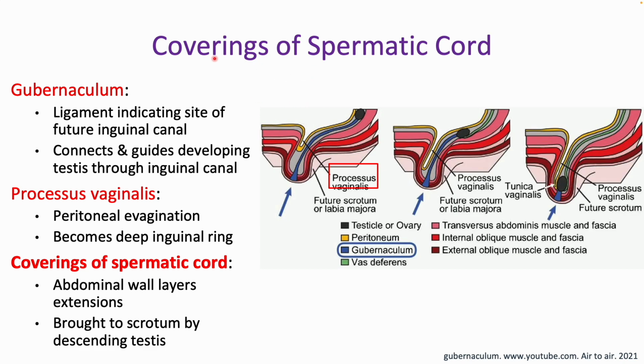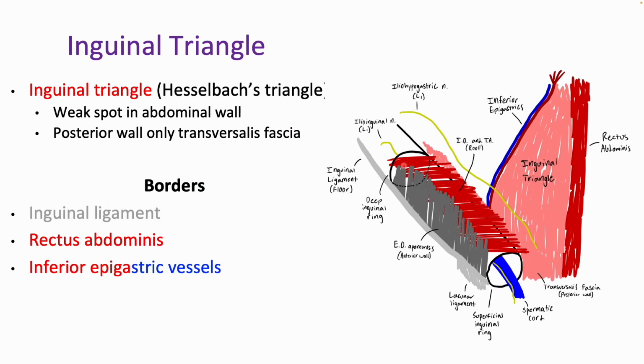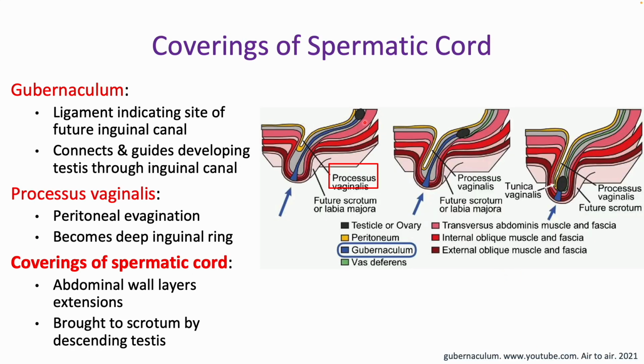And so now let's look at the coverings of the spermatic cord. So we looked at the spermatic cord right here, this blue structure right here. And this is really important for development, is the testes will pass down through here and come down into the scrotum. And we'll talk about that. So the spermatic cord is going to be running through here. And so one thing we want to note is the gubernaculum, which is this ligament that's going to indicate the site of the future inguinal canal.